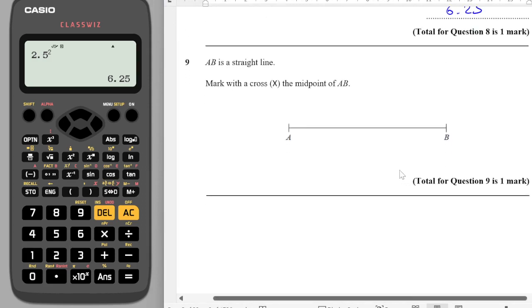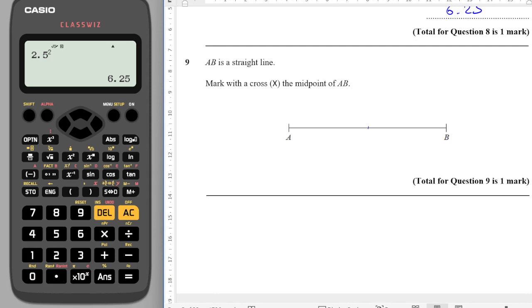Right, question 9. AB is a straight line marked with a cross at the midpoint. So we're going to be using a ruler for this one. I'm doing it on my computer screen. I'm measuring it at flat bang 7 centimeters, so halfway between is going to be 3.5. Obviously, yours might be slightly different as you're using the actual value rather than my image.